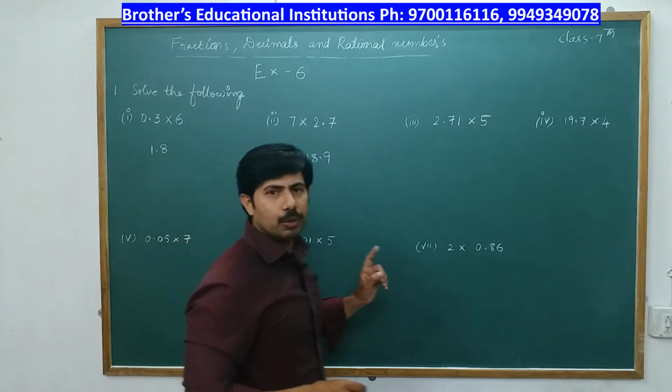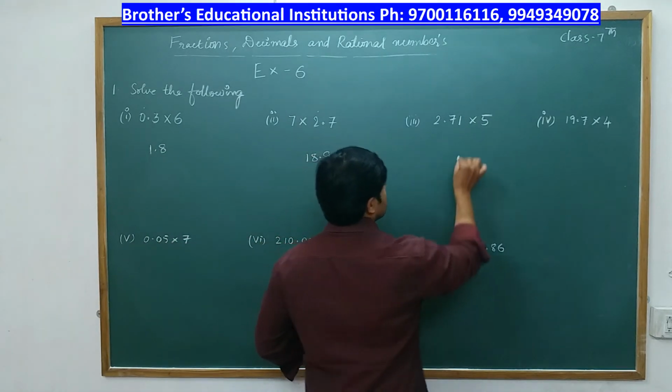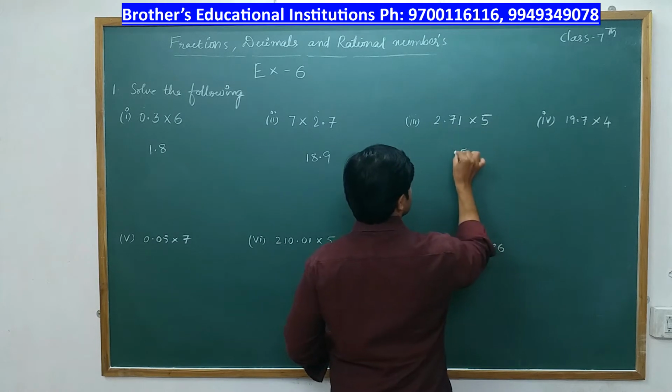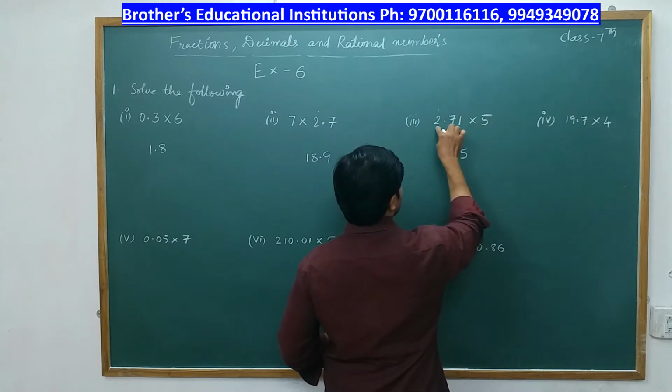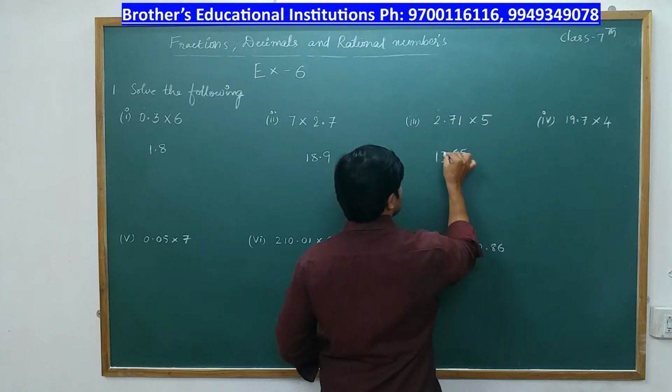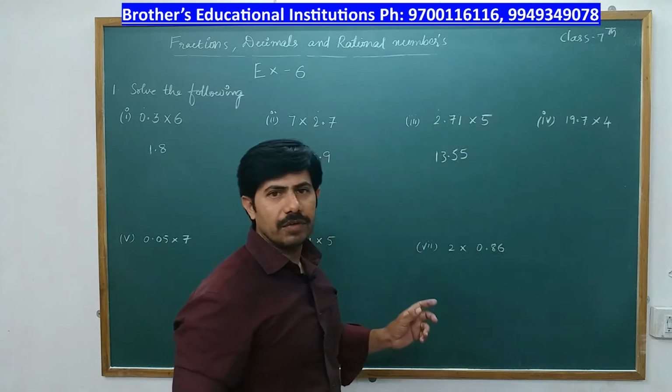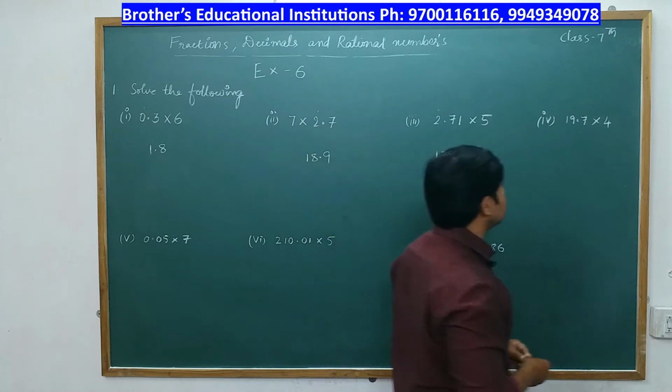We have to multiply 2.71 with 5. So 5 ones are 5. 5 sevens are 35. So 3 carry. 5 twos are 10. 10 plus 3 is 13. So it is 13.55. Next is 19.7 into 4.